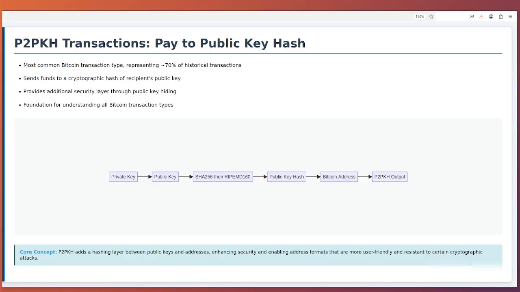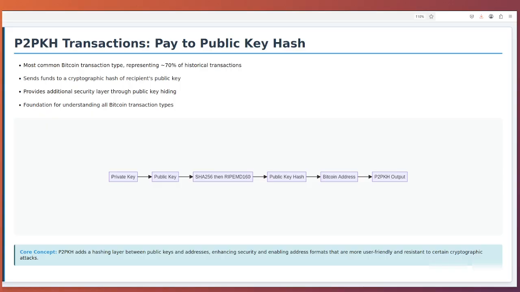Today we are diving deep into one of Bitcoin's most fundamental transaction types, pay-to-public key hash, or P2PKH. This transaction type has been the backbone of Bitcoin since its inception and remains the most commonly used format for sending and receiving Bitcoin. Understanding P2PKH is absolutely essential for anyone wanting to grasp how Bitcoin transactions work at a technical level.